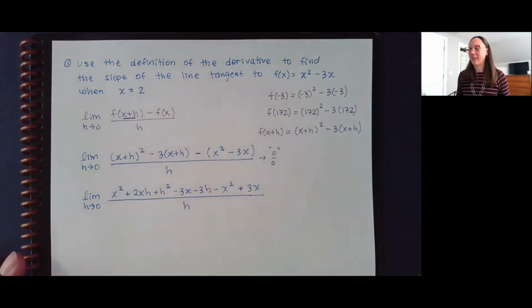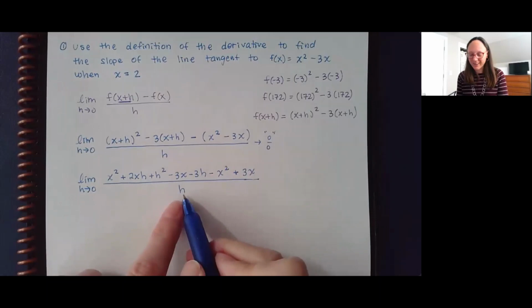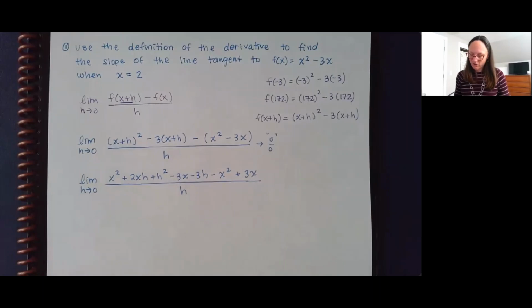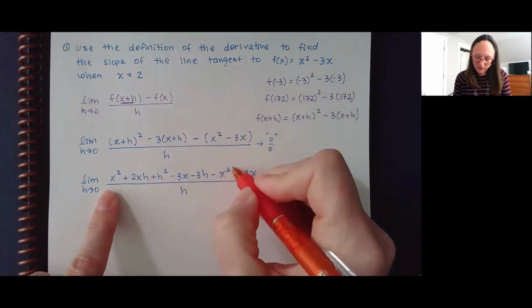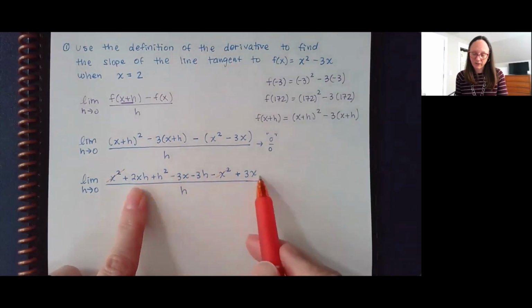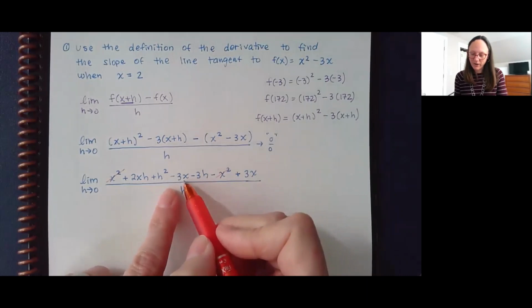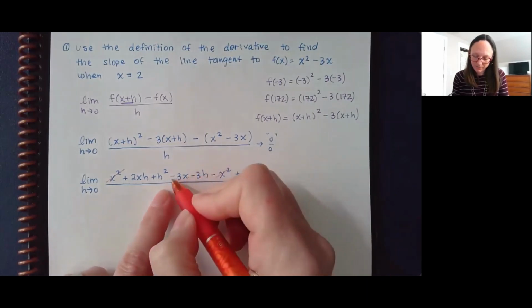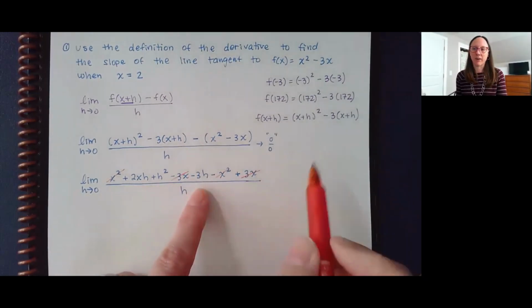If we have done everything correctly, then in the numerator, all of the pieces that don't have an h should cancel out for us because we're hoping that in the end, this h on the bottom cancels out. So let's see. My positive x squared has a negative x squared counterpart, so those can cancel out. 2xh doesn't have a friend, so we're going to leave it alone. H squared doesn't have a friend, so we'll leave it alone. My -3x has a positive 3x counterpart. And my -3h does not have a friend.